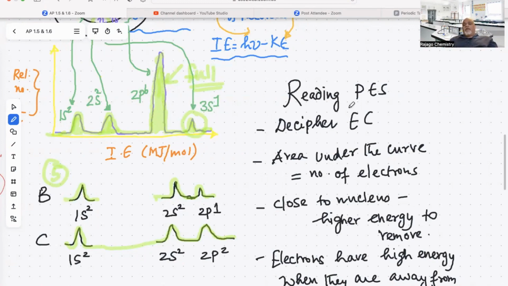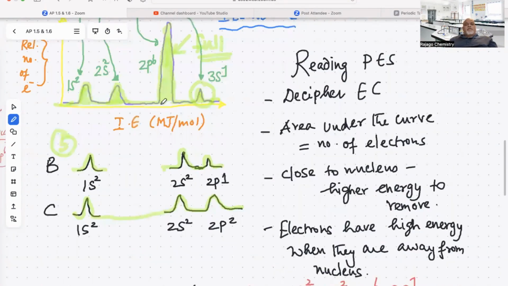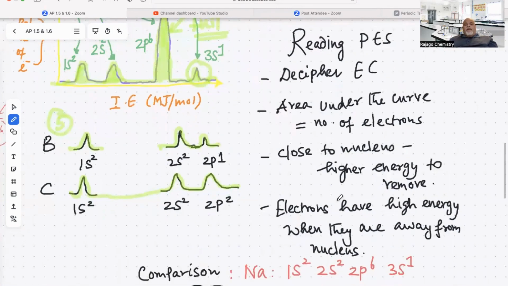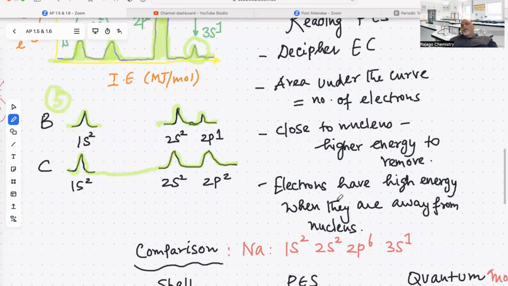The closer an electron is to the nucleus, the higher the energy needed to remove it. We are going to spend more energy for this compared to this one, and less energy for this. The electrons have high energy when they are far away from the nucleus. They are not attracted strongly, so they can revolve much faster.